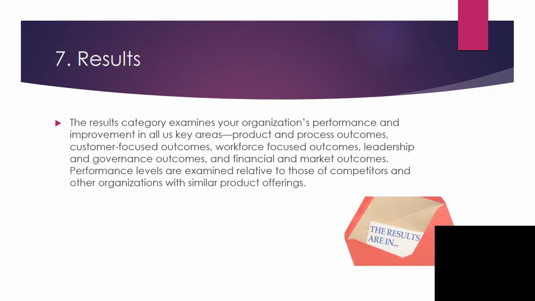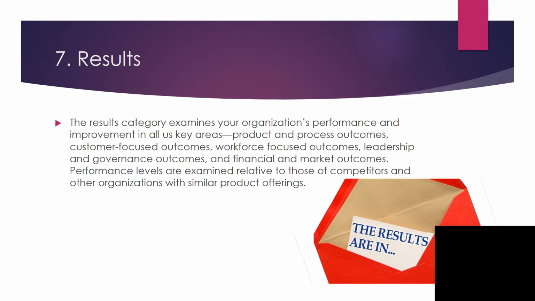The final area is results. For this section, reflect on the organization's results. Consider the areas of product process outcomes, customer-focused outcomes, workforce-focused outcomes, leadership governance outcomes, and financial market outcomes. These topics can be subheadings for this section of the paper. As you research, I hope you will share what else you have found about the overall results of the organization.